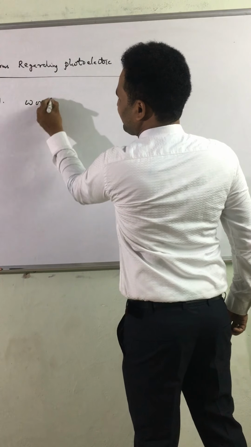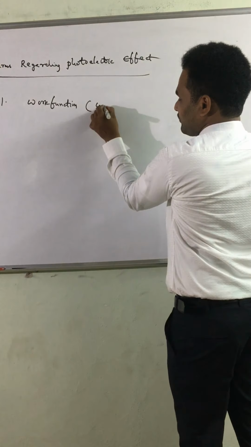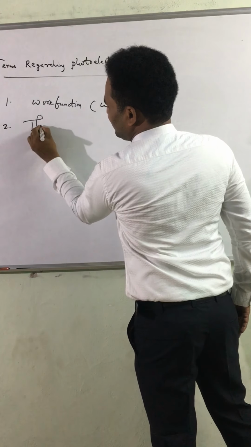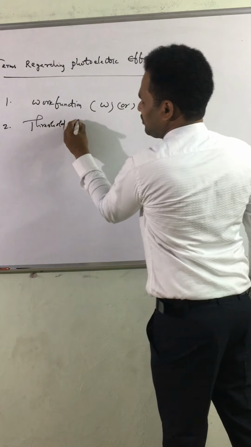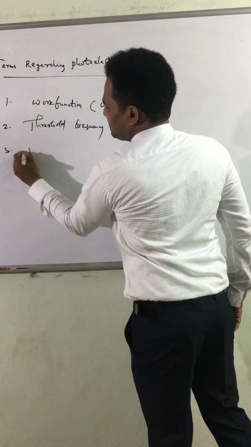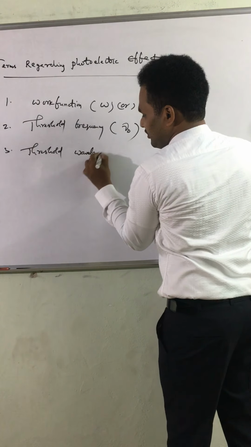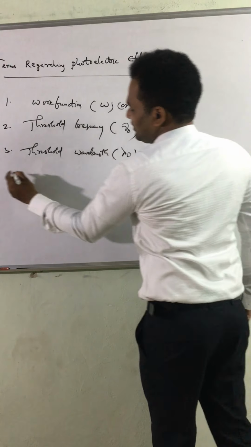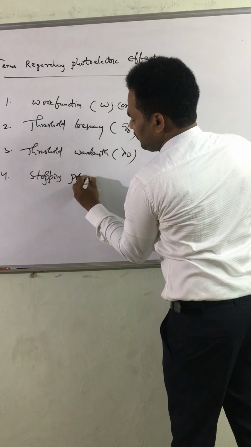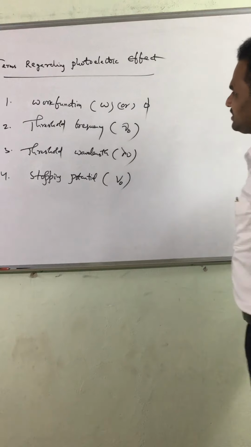One is work function, denoted as W or phi. Another one is threshold frequency, this is nu naught. Another one is threshold wavelength, this is lambda naught. The last one is stopping potential, V naught or Vs. So these terms are useful while we are calculating the problems.